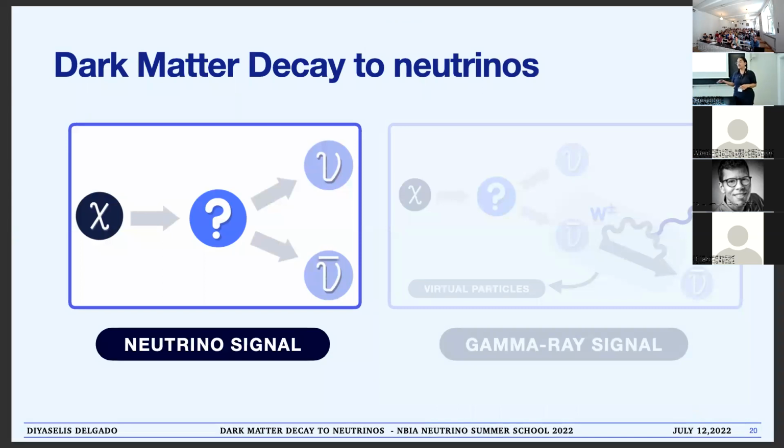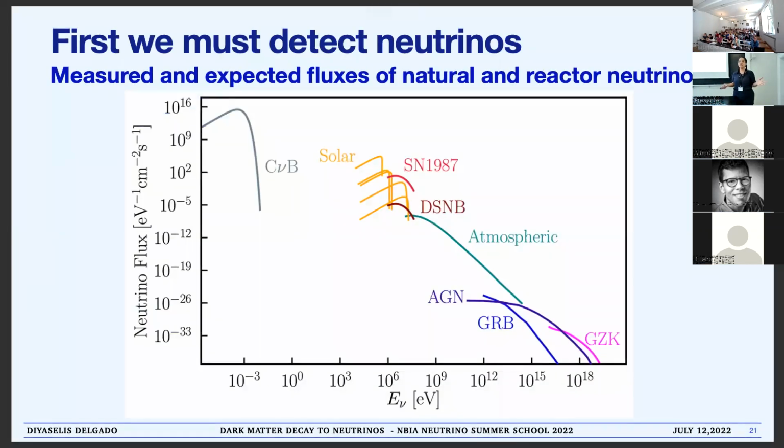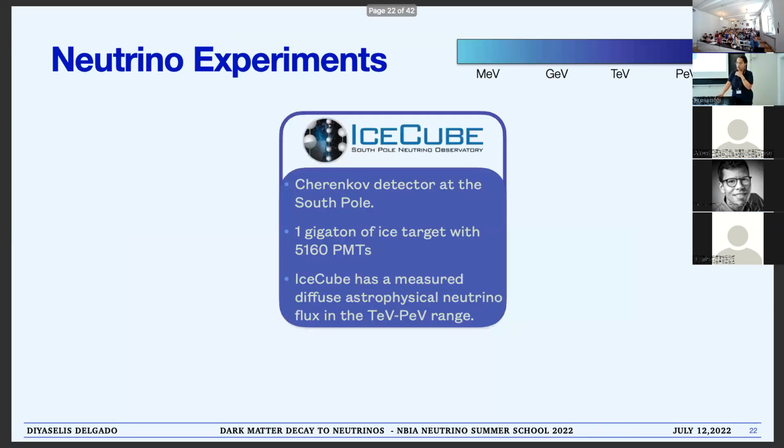So let's start with the neutrino signal. In order to see this, we need to first detect neutrinos. So we've seen this plot before. It just shows you the measured and expected neutrino fluxes of extraterrestrial neutrinos. So for that, we need experiments, and here are some you may have heard of.